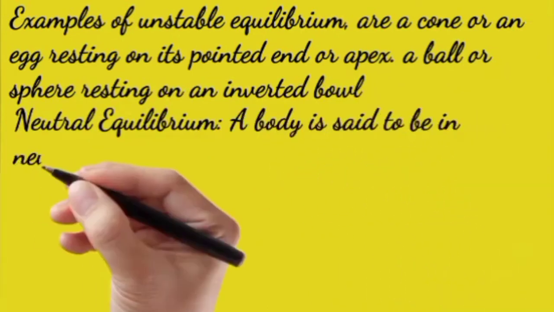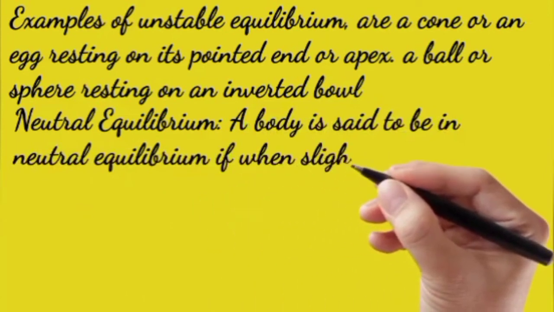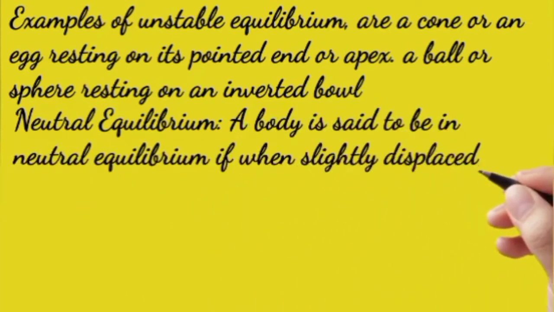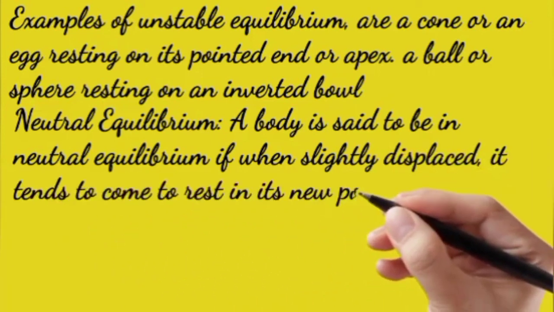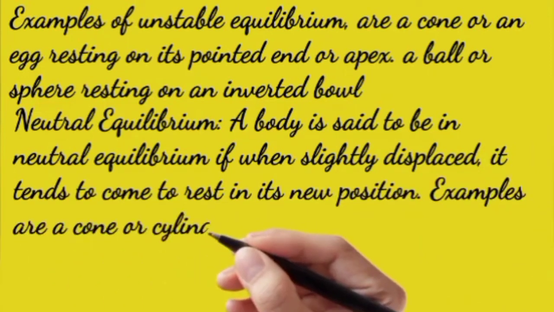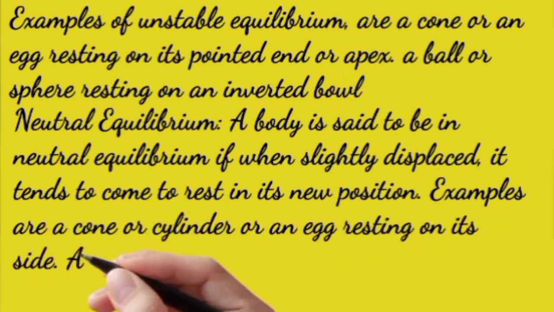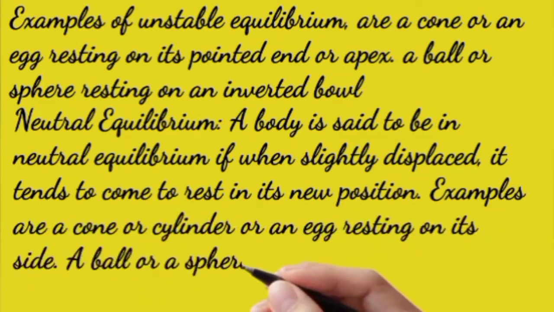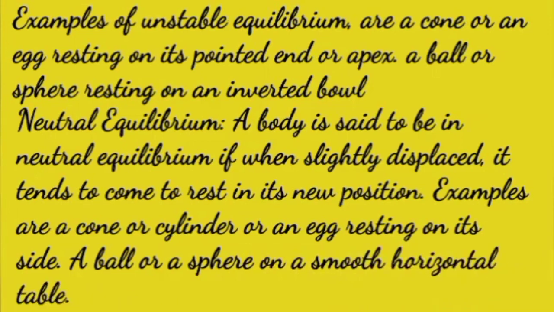Then, let's look at neutral equilibrium. A body is said to be in neutral equilibrium if when slightly displaced, it tends to come to rest in its new position. Examples: a cone or cylinder or an egg resting on its side, a ball or a sphere on a smooth horizontal table.